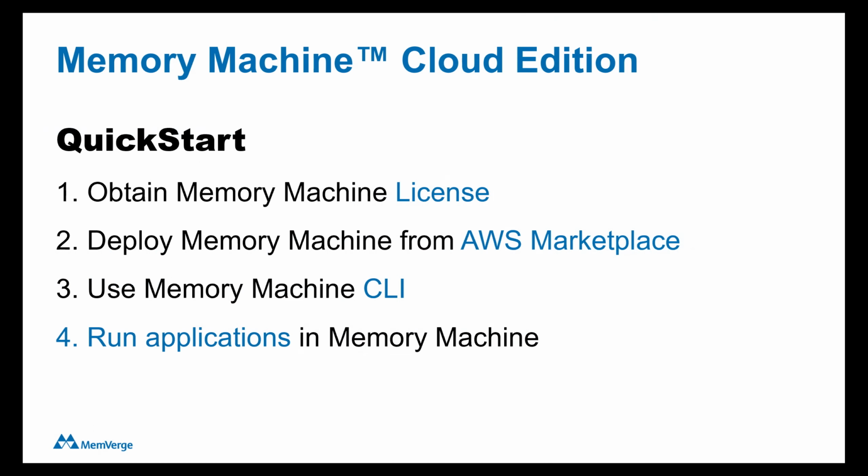Right. So the first thing we need to do is get the license from MemVerge from the license server. And the second is we're going to deploy the software, the MMCE from AWS Marketplace. And then once we deploy that, we can log into the App Center via the CLI. And once we're logged in, we can look at what applications we can run, and then we can deploy and run those applications. So it's pretty straightforward. And then let's get right into it.